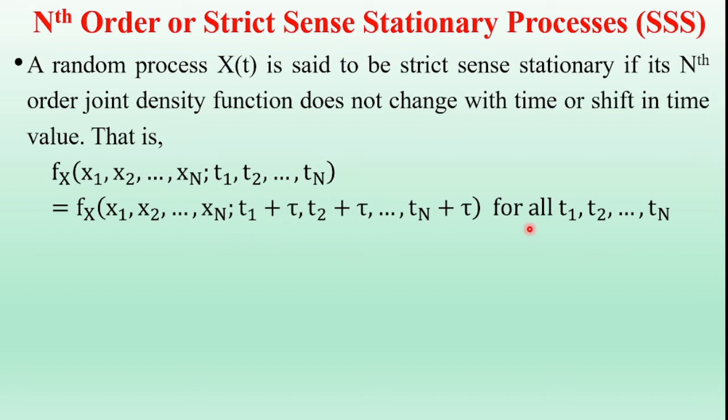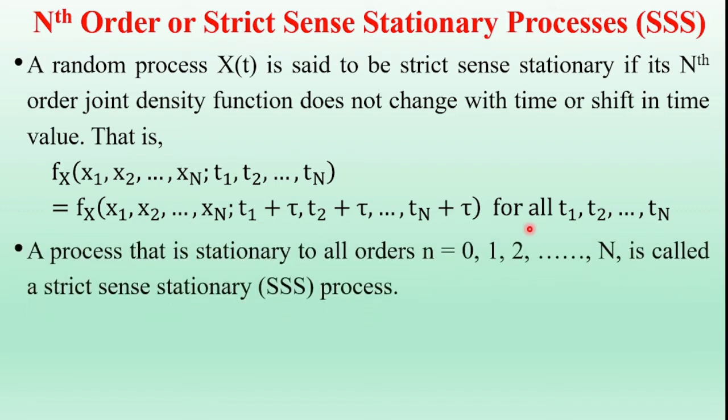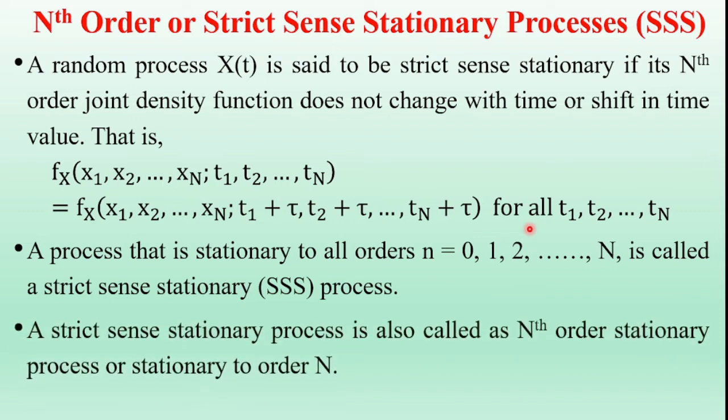The nth order stationary process means it satisfies all the conditions of lower order stationary processes. So all the lower order stationary processes mean first order stationary process, second order stationary process and so on. A process that is stationary to all orders, that is small n is equal to 1, 2, 3 and so on up to capital N, is called a strict sense stationary random process. So the nth order stationary random process is called a strict sense stationary random process.